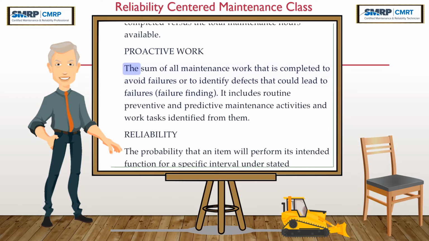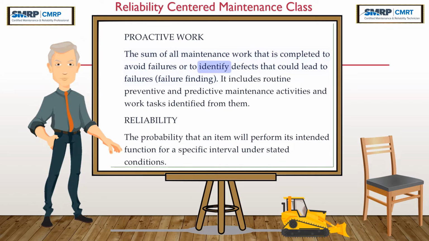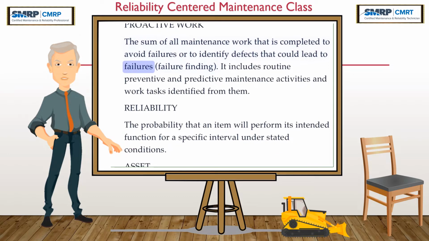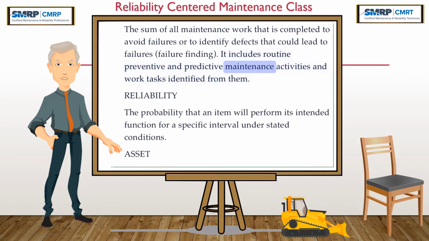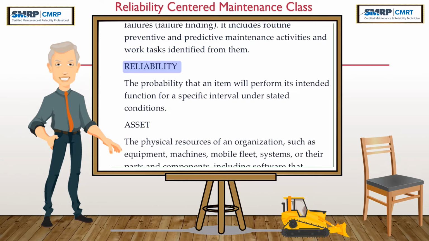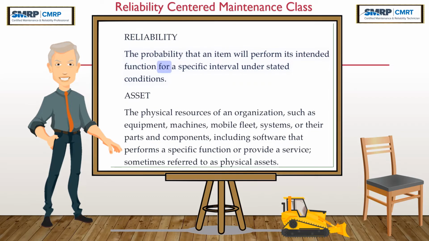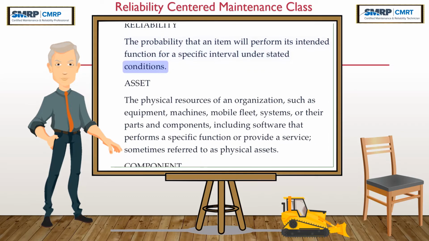Proactive work. The sum of all maintenance work that is completed to avoid failures or to identify defects that could lead to failures, failure finding. It includes routine preventive and predictive maintenance activities and work tasks identified from them. Reliability. The probability that an item will perform its intended function for a specific interval under stated conditions.